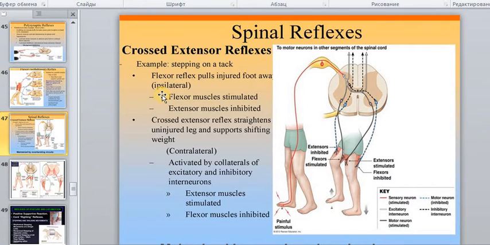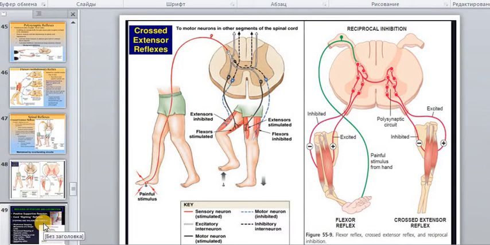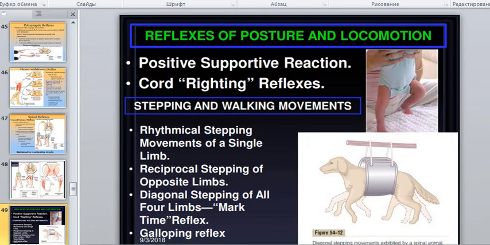So we need to move the excitatory signal to some muscles, and at this time the extensor muscle will be inhibited. For humans it's not so easy, but for animals it's not easy either. As you can see, there are postural reflexes and locomotion reflexes, and in animals everything is more difficult because of the four limbs. Not only two, four limbs.